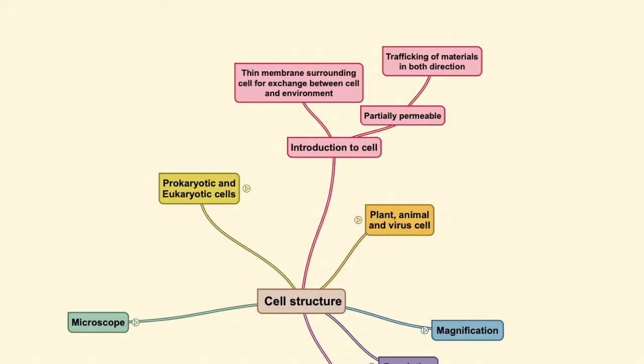Alright, so for the introduction of the cell, membranes are thin membranes surrounding the cell for exchange between the cell and the environment. Cell membranes are partially permeable as trafficking of materials in both directions takes place.